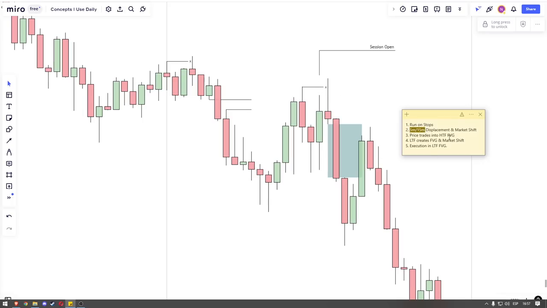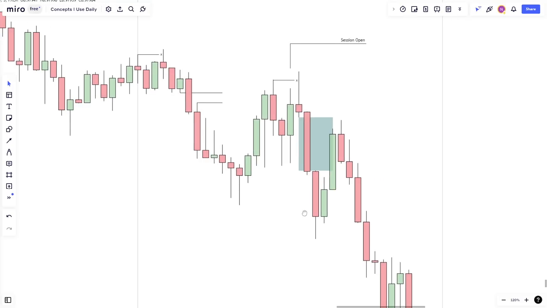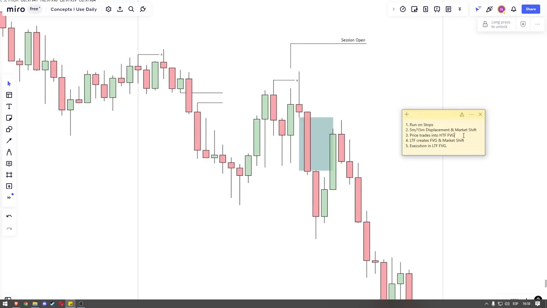We wait for the 5 minute to create a market shift and create a fair value gap. After the run on buy side liquidity, it starts going aggressively lower. The fair value gap is created right here. Ideally, it trades inside this. So the move that causes the market shift, we'll talk about that now. And after that, what is it that we wait for? Price to trade back into the higher time frame fair value gap. Does it do that? It definitely does.